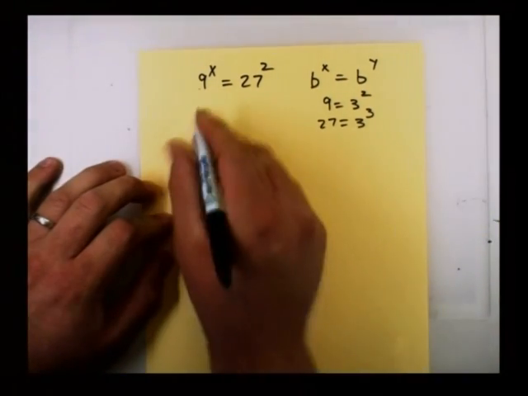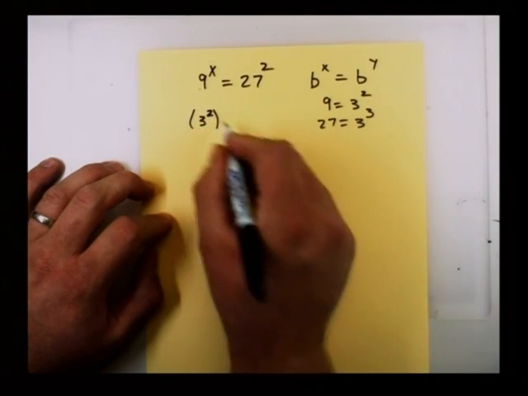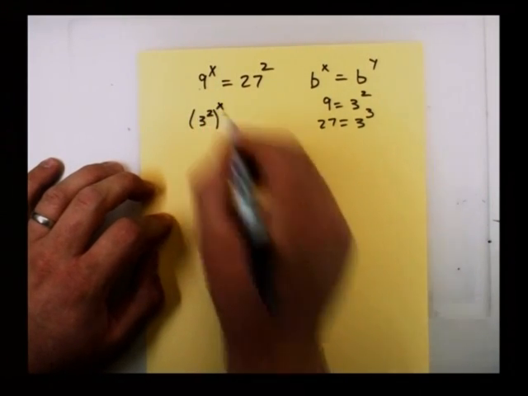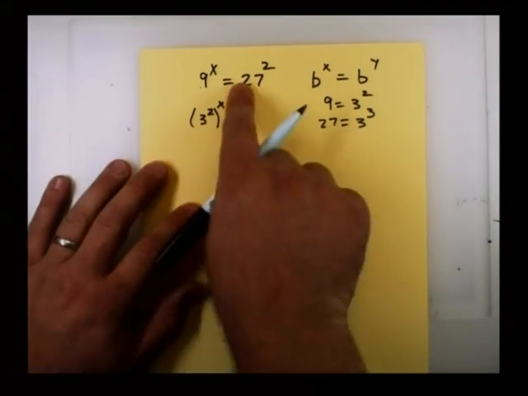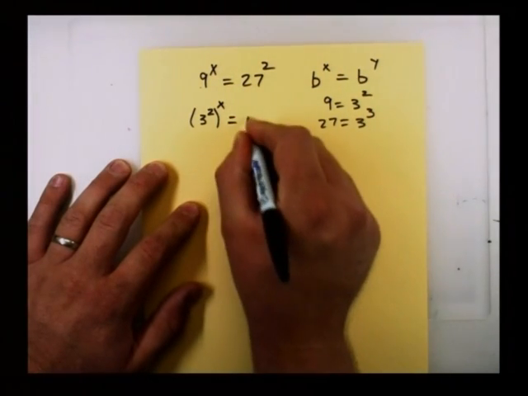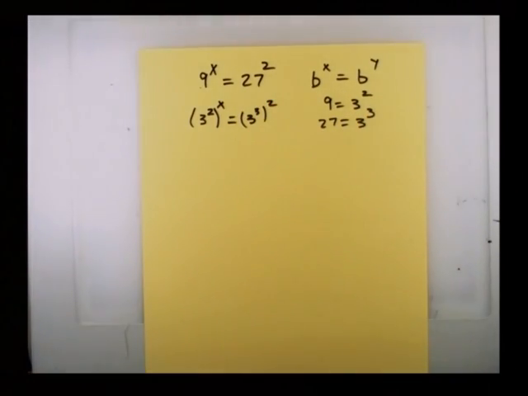So substituting that in, I'm going to use some parentheses just to keep things clean. We have 3 squared. That replaces 9. We raise that to the x power. 27, replace that with 3 cubed. Now we see, okay, I got the same base of 3. Now we can work through this problem.